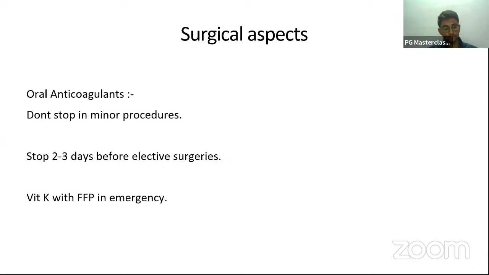Surgical aspects. When to stop oral anticoagulants? There are multiple debates over it. For minor procedures, such as upper gastrointestinal scopies where no other intervention is there, it's not really required to stop oral anticoagulants. Unfortunately, we will have to stop the oral anticoagulants 2 to 3 days before elective surgeries. And if the surgery is an emergency, vitamin K and fresh frozen plasma are required to reverse the effect.